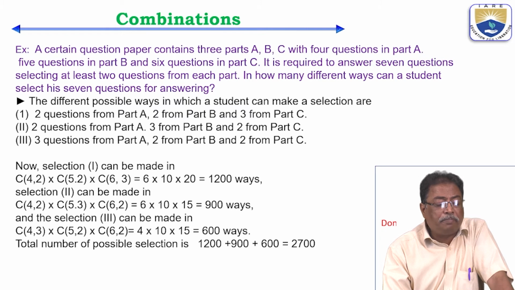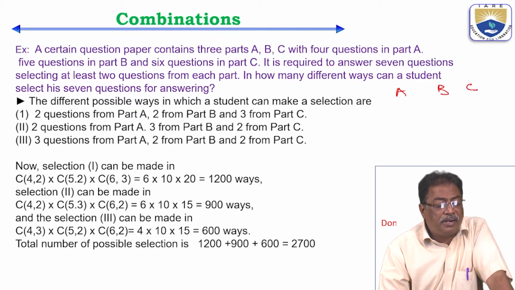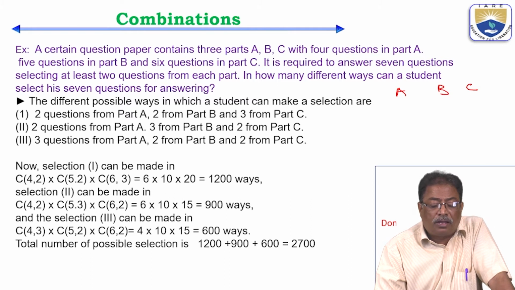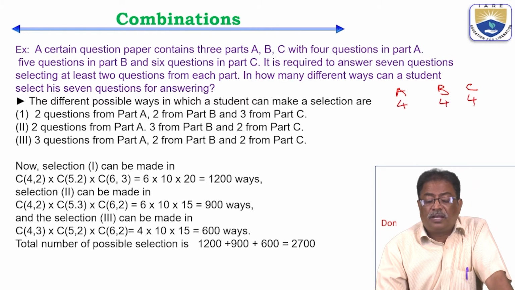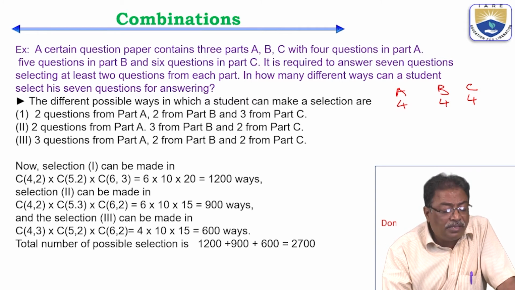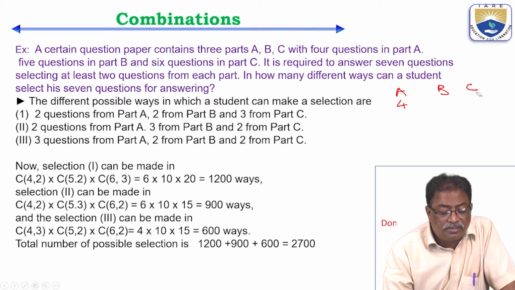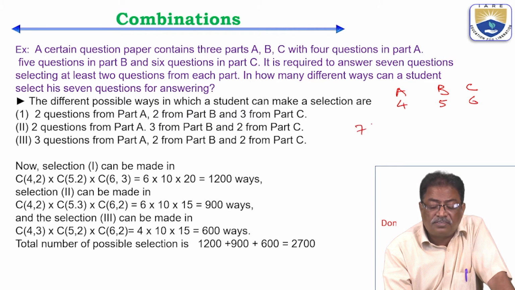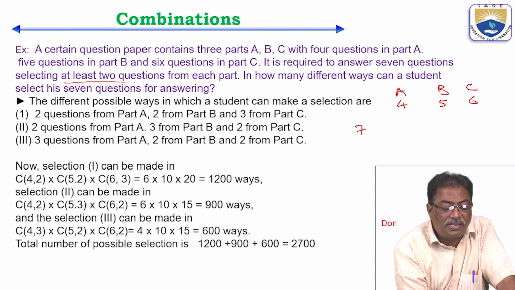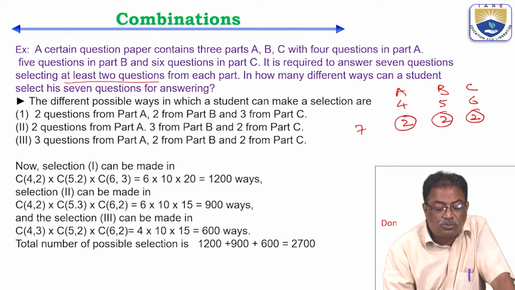Now, let us go for the next example. A question paper is consisting of 3 parts, A, B, and C. A certain question paper contains 3 parts with 4 questions in part A, 5 questions in part B, and 6 questions in part C. It is required to answer 7 questions by selecting at least 2 questions from each part.